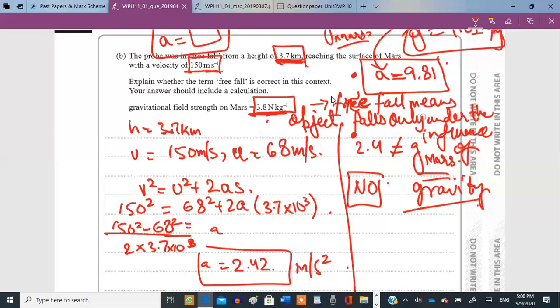Okay, so this was an additional point that we needed to add, but yes, it's not under free fall because this acceleration that we calculated is not equal to the acceleration of free fall. Acceleration of free fall is 3.8 meters per second squared for Mars, because that's actually equal to the gravitational field strength of Mars.